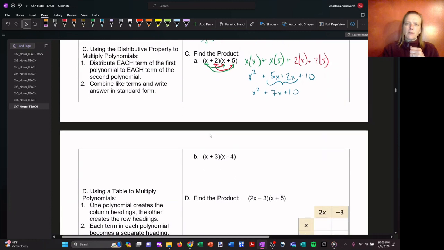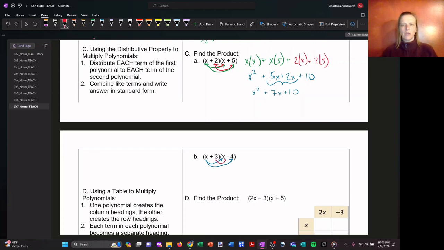Let's do another example. If I have x plus 3 times the quantity x minus 4, then I've got to think about distributing the x to both terms, and I have to think about distributing the 3 to both terms. So let's focus on those blue ones first. I have to do x times x. Then I have to do x times negative 4. And then in red, I need to think about 3 times x and 3 times negative 4.